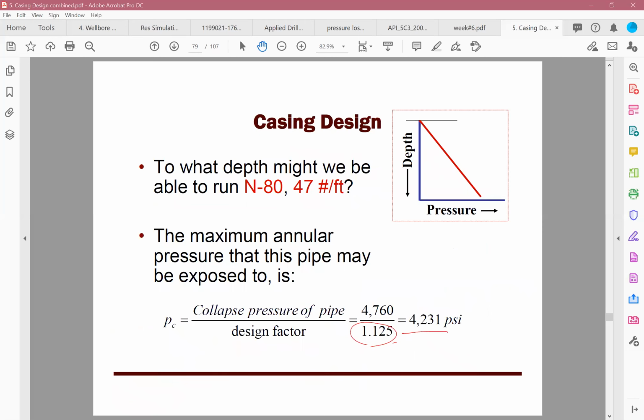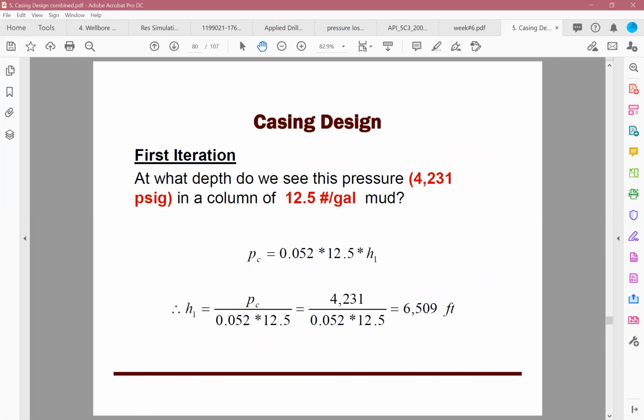All right. So if no questions, then we can find that depth simply by using the hydrostatic pressure equation. So that's 6,509 feet. And that means you have a wellbore, right, and then you have a 47 pound per feet casing, which is 6,509 feet, and then I have another casing, which is 53.5, the rest all the way to 8,000 feet.